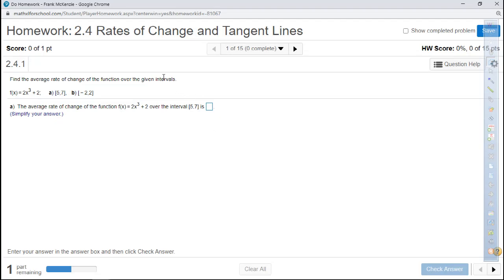All right, so now we're looking at 2.4, and I'm going to go through some of the homework questions for it and kind of answer questions and work through some of them. Once again, I won't work through all of them. I'll give you a general overview of some of the problems and how you're going to look at them. With 2.4, we're looking at rates of change in tangent lines.